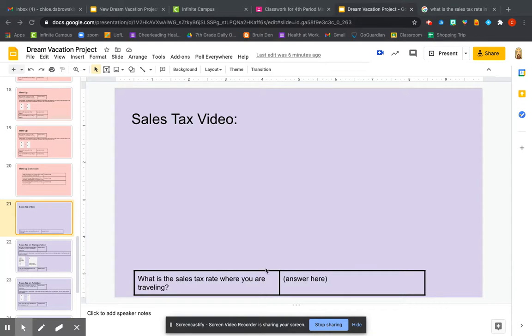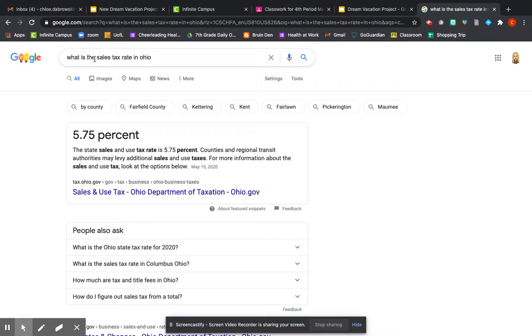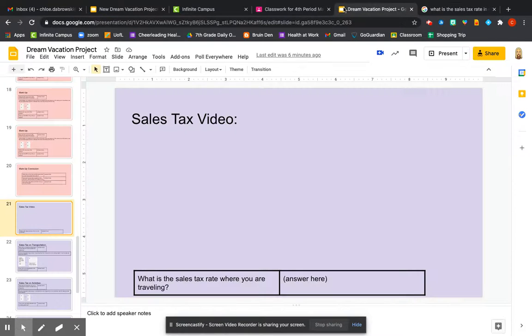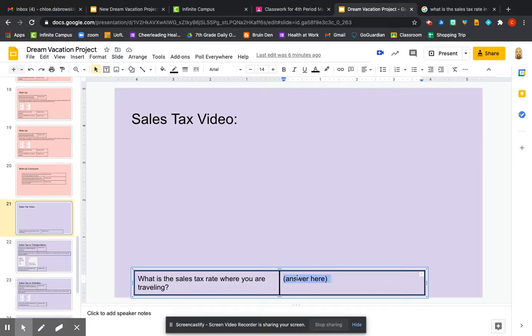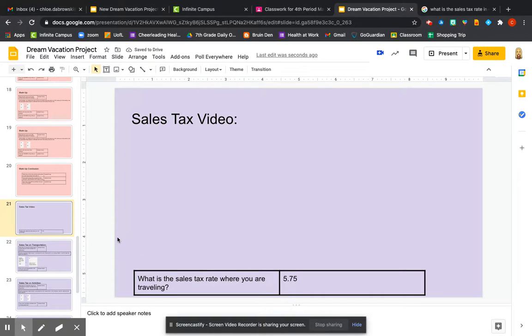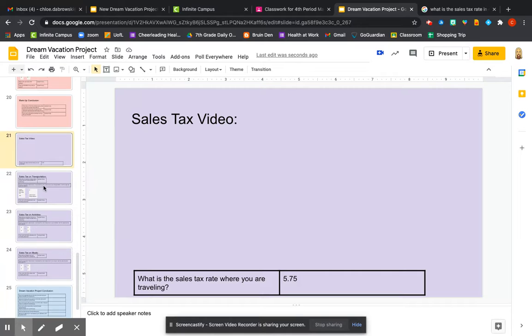So what I would go ahead and do is you need to figure out the sales tax rate where you are traveling. So let's say I want to go to Ohio. I typed in Google, what is the sales tax rate in Ohio? They told me it's 5.75%. So down here, I would write 5.75% just so I don't forget it, and you're going to use that rate on the next few slides.